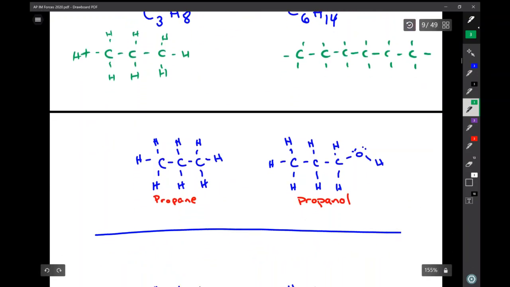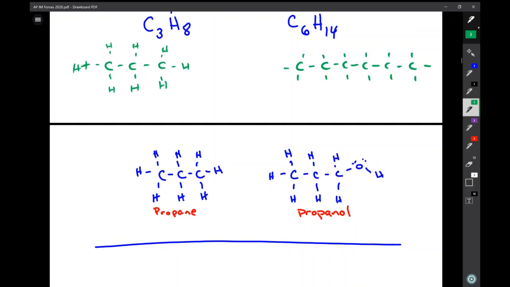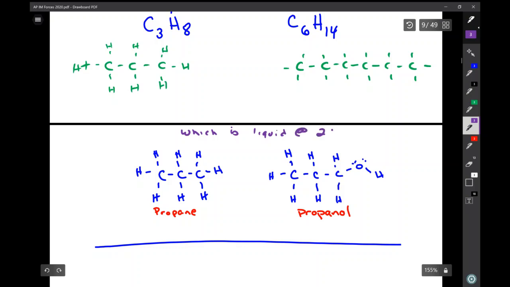All right, let's look at a couple of others here. Here I have propane, just like before. Here I have something else called propanol. So which one? Well, we'll change the question up a little bit. Which is a liquid at room temperature, 25 degrees Celsius? All right, yes, it would be propanol. This would be the winner. And why is that?